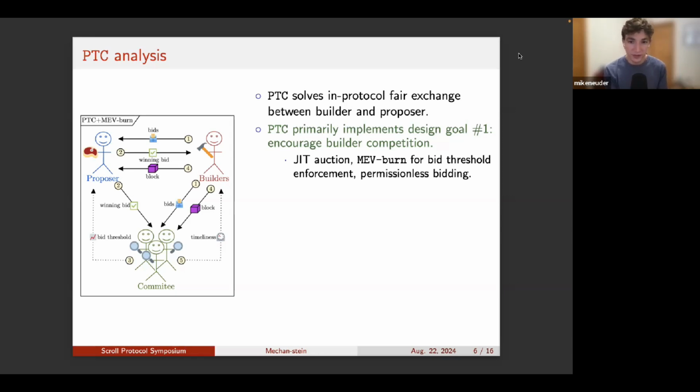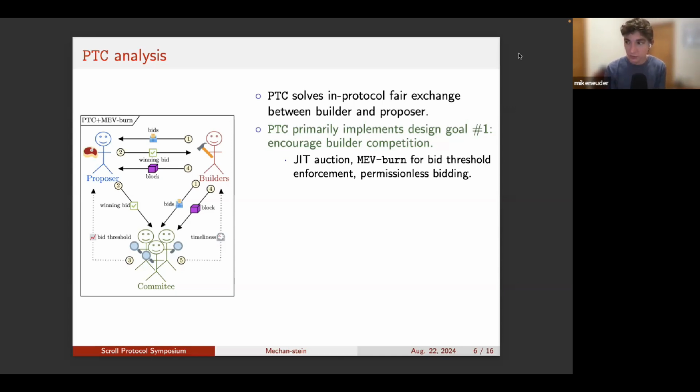There's also this MEV burn from the bid threshold enforcement. And so this tries to encourage everyone to actually use the protocol itself, right? So there's less ability for people to back channel, because if you back channel but you don't get the bid to enough of the committee members, then someone can just go through the main pipe and get the bid enforced. And then the last thing is just permissionless and open bidding.